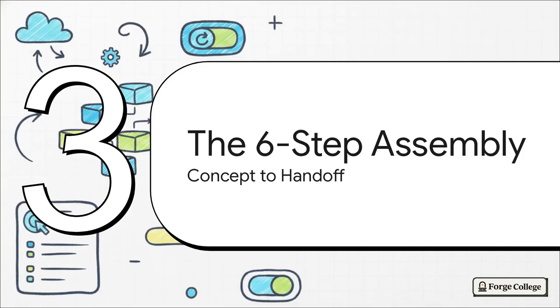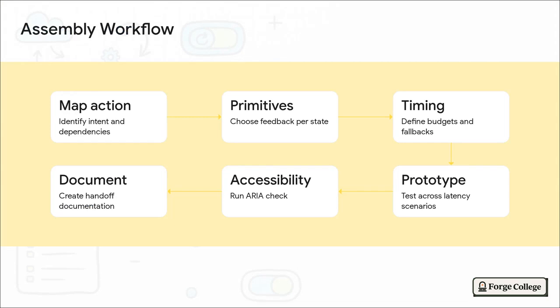Section 5 brings us to the practical application, the 6-step assembly, from concept to handoff. By following this exact 6-step sequence, you ensure your design holds up under real-world network conditions. Step 1. Map the action and its dependencies. Know exactly what you're asking the network to do.